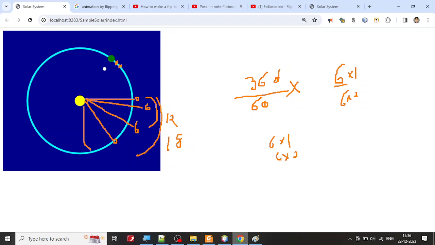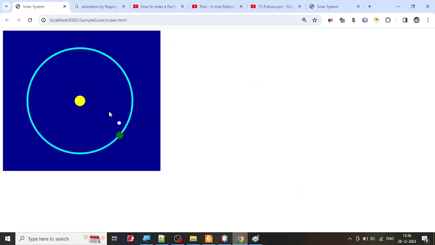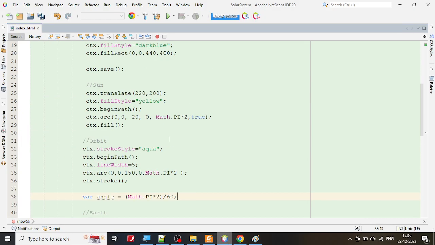Next time I have to multiply 6 with 3, and so on and so forth, so that I can keep on increasing the angle. So first 6 degrees, next 12 degrees, next 18 degrees, 24 degrees, and so on and so forth. So I have to keep on multiplying. I need one variable which will continuously go.